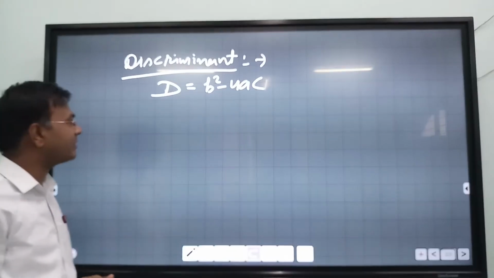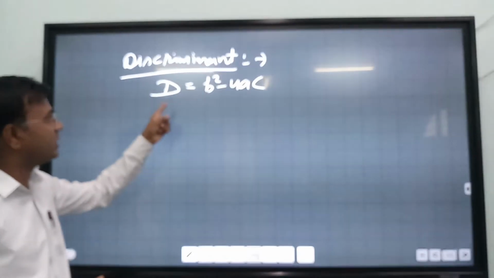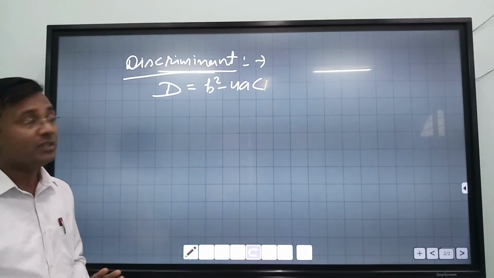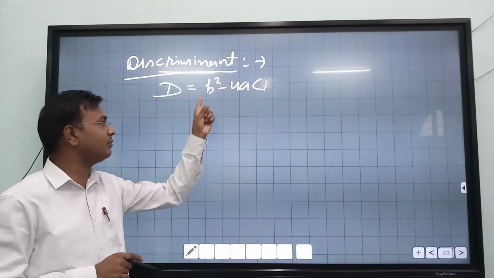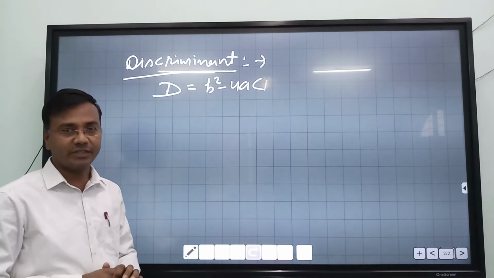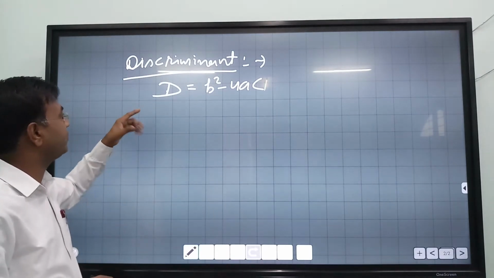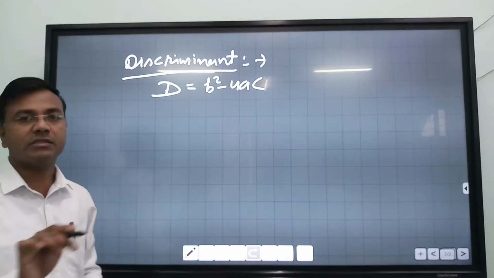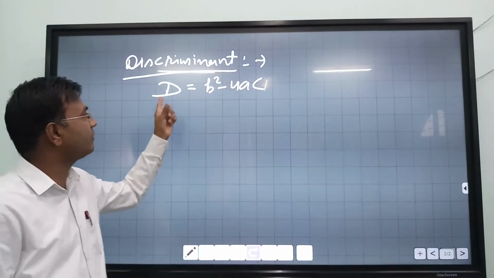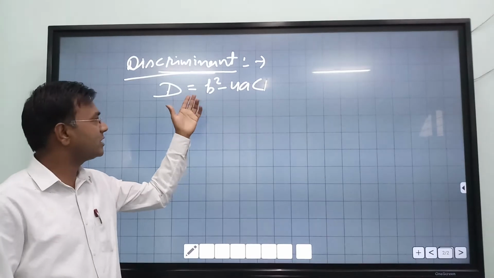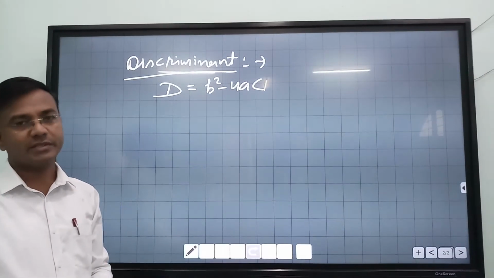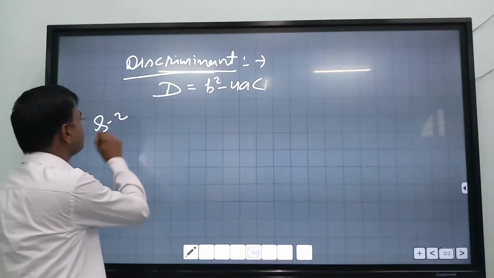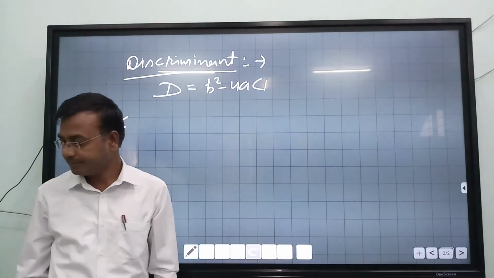Even this year, in one of the sets, the question was asked: find the discriminant of the quadratic equation. So we just need to find, in 1 mark, b square minus 4ac. Make sure D means discriminant, and in 1 mark you will be asked to find the discriminant of the equation. It means you have to find the value of D. So just substitute the values of a, b and c, and you can get the answer. Now I am taking one question related to this.